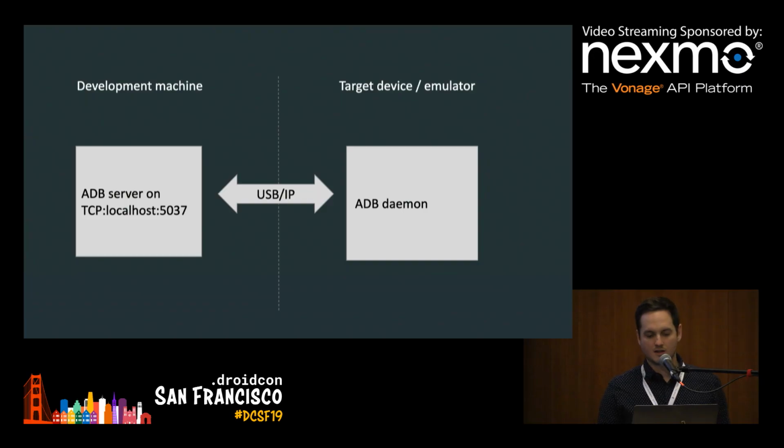So a little recap. So we have two actors on our scene. We have our development machine, and we have our target device, be it a physical device or an emulator. On our development machine, we have something running called ADB server, and it runs on localhost 5037. And we have something called ADB daemon running on our target device. And both of these things communicate over a USB or IP connection. So we can connect to our device through USB or through IP if they are on the same local network. We don't need a USB cable.